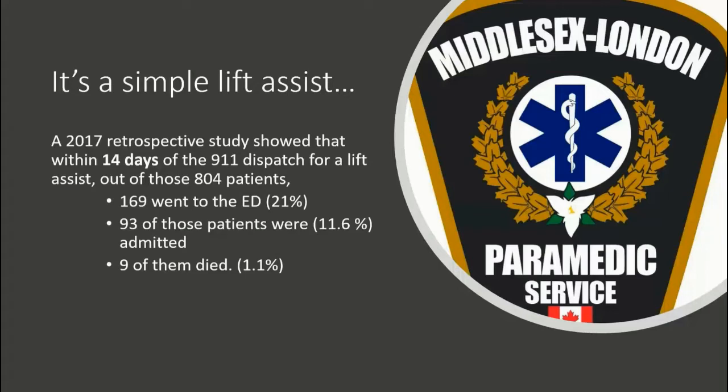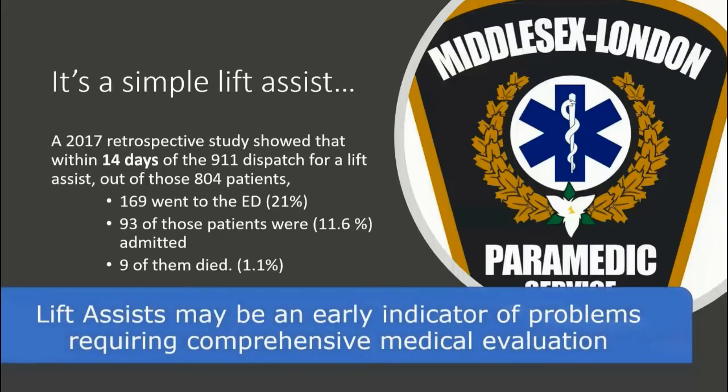So, in looking at these reports, they realized that there were some big problems. One, full assessments weren't being charted. They were missing vital signs, they were missing blood glucose, they were missing 12-lead ECGs, and they realized that 21% of those patients needed to be in the emergency department, and they recognized that lift assists, a simple pick someone up off the floor, is an early indicator of problems requiring medical evaluation.